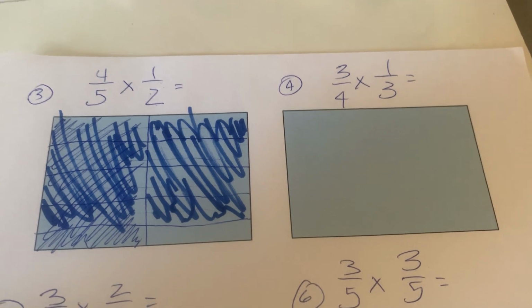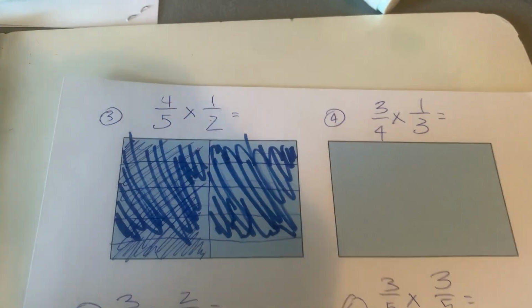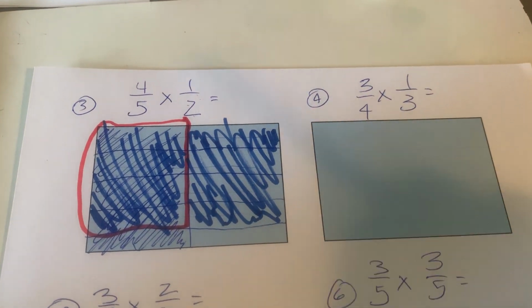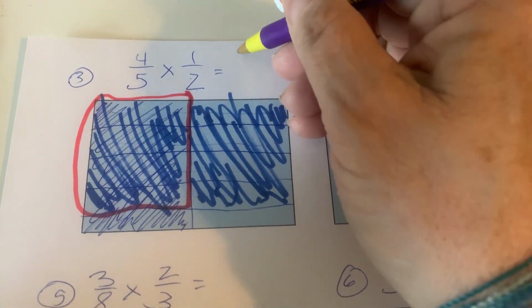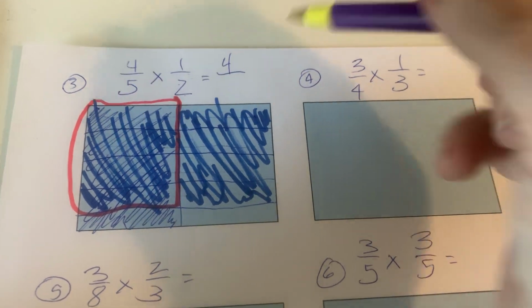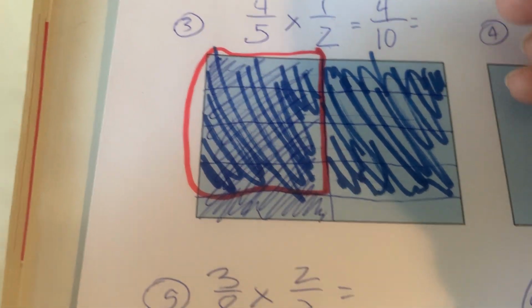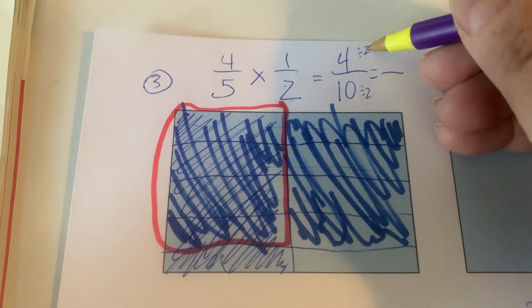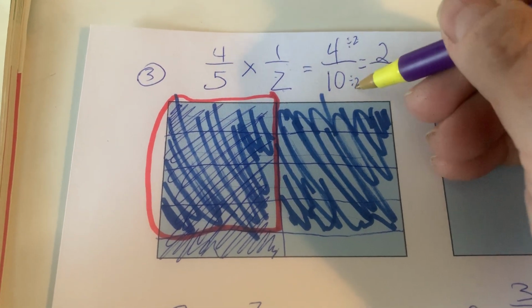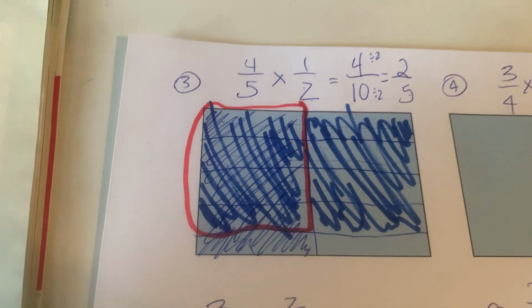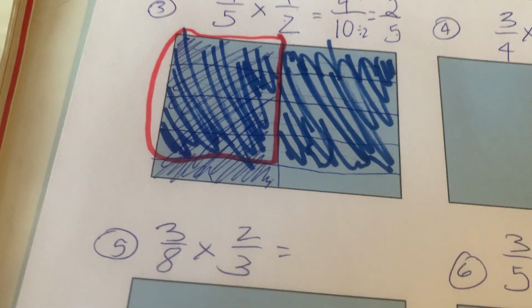And then I'm going to look and say, all right, so where is the overlap? And I can see the overlap is right there. So let's think about how we can name that. 1, 2, 3, 4 pieces out of how many all together? 2, 4, 6, 8, 10. So 4/10. Okay, and I know that 4 and 10 are both even numbers, so I can divide them both by 2. 4 divided by 2 is 2, 10 divided by 2 is 5, and 2/5 is in simplest form because there are no more common factors.